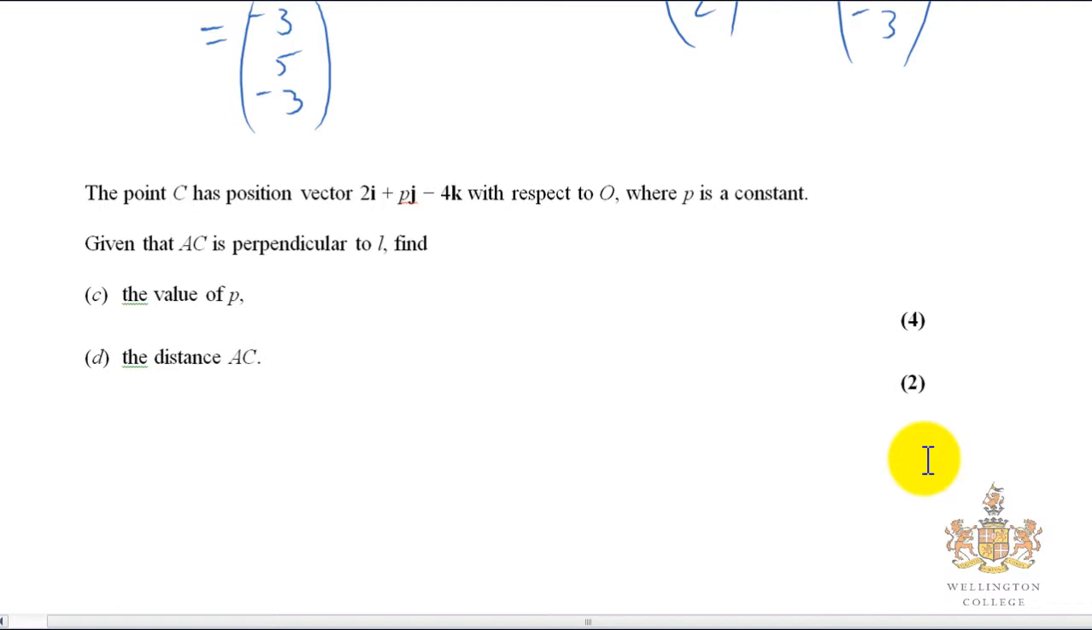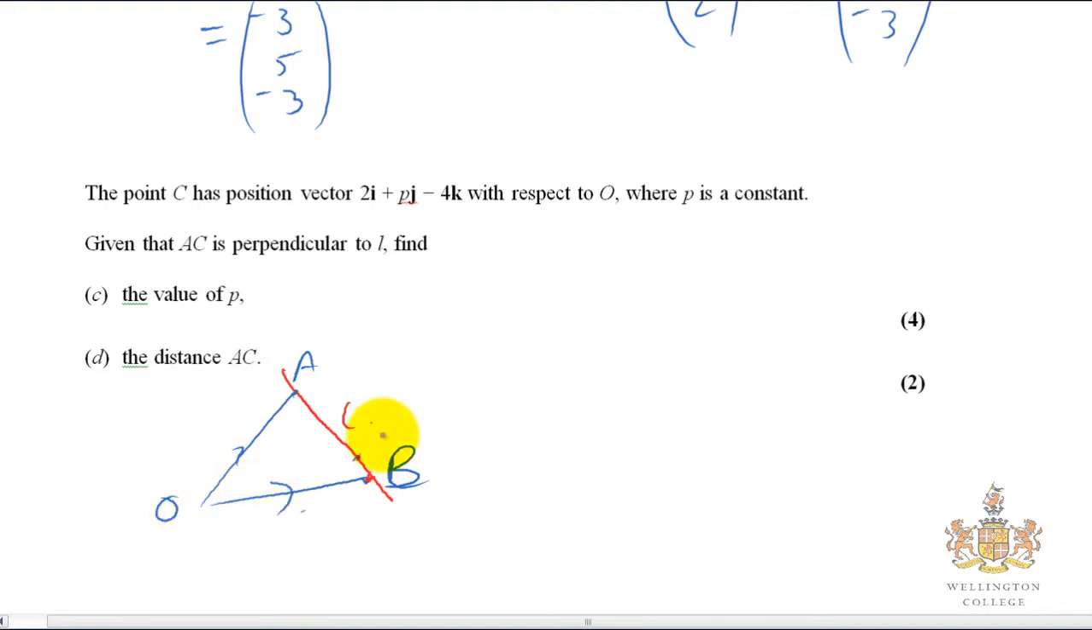Now we're told, in the second part of the question, there is a point C that has position vector 2i plus pj minus 4k with respect to the origin, and p is a constant. And given that AC is perpendicular to L, find the value of p. So what do we have? We have A, we have B, sorry, that's B I want here. And this was our original line L, going through these points.